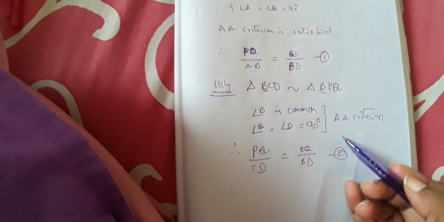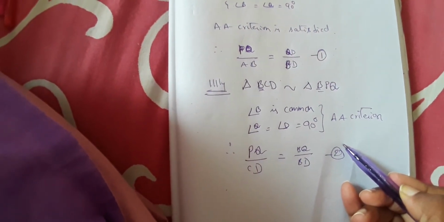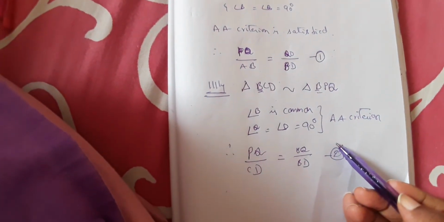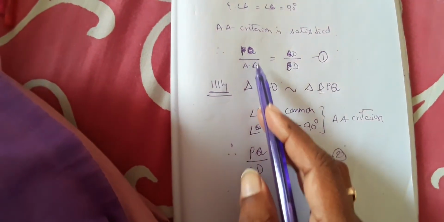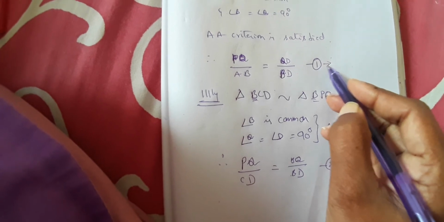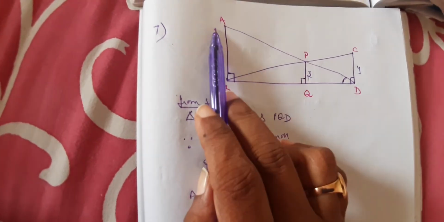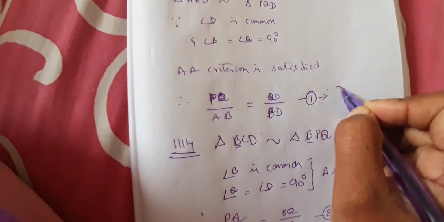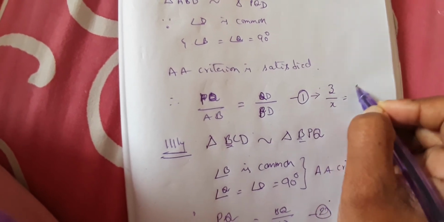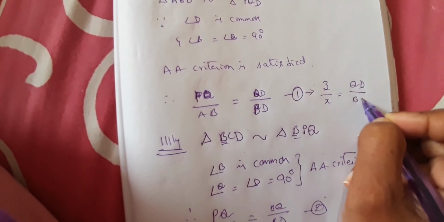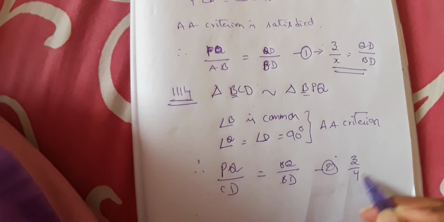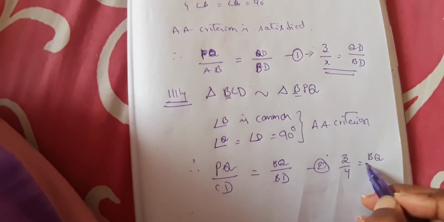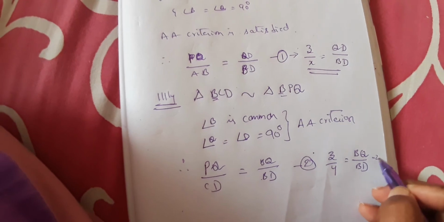Now observe equation 1 and equation 2 here. Add both. You should know why we are adding. Equation 1 corresponds to PQ by AB. Look at the diagram: PQ is Z, AB is X. So it is Z by X is equal to QD by BD. Let this be equation 1. Here you will get Z by Y is equal to BQ by BD. This is equation 2 now.